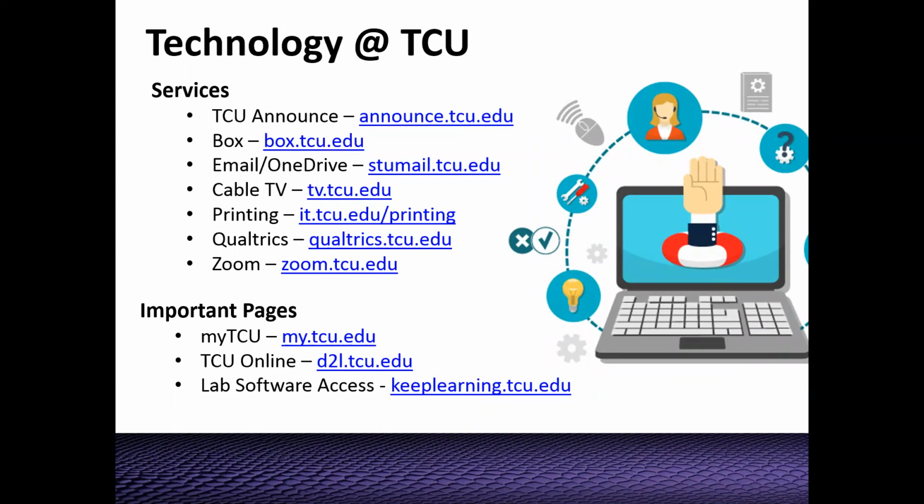Email and OneDrive is actually another file storage solution very similar to Box that's paired in with your email system called O365. We've also got a cable TV solution for those of you who are living on campus. You can get that at tv.tcu.edu. It's got great streaming services and other functionality for students who live on campus. I just referred to printing that you might have access to either in a lab or for printing from your personal device. Qualtrics is an online survey tool that gives you the opportunity to create and manage survey solutions that you might have some interest in. And then Zoom, which is our video teleconferencing solution.